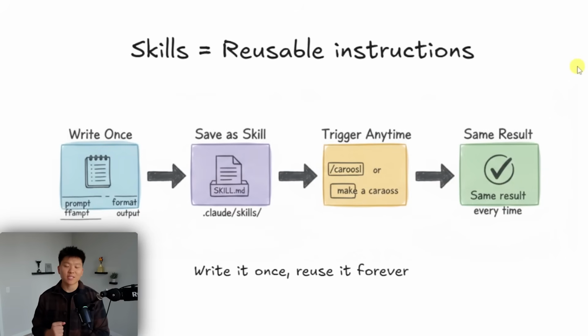Okay, so now that you guys have seen an actual demo, and hopefully you're a little bit excited to learn about Claude skills if you haven't used them yet, what actually are they? So skills are reusable instructions. You write them once, you save them as a skill, you can trigger them anytime, and you're gonna get way more consistent results because it's going through that same process every time.